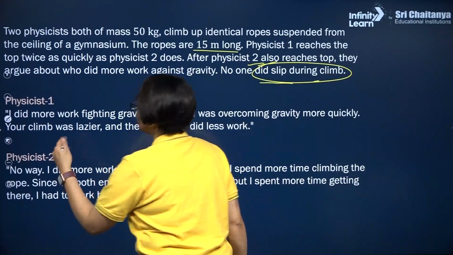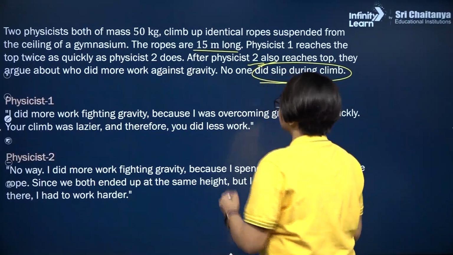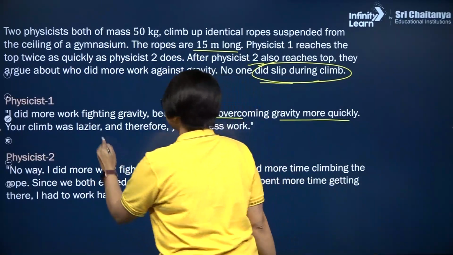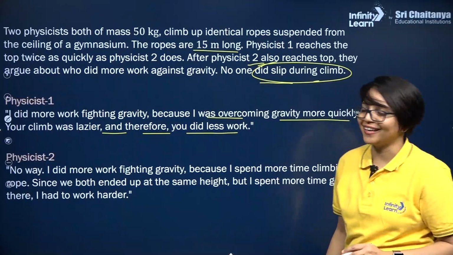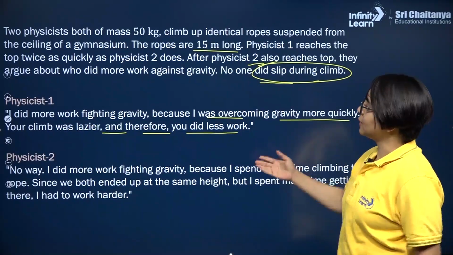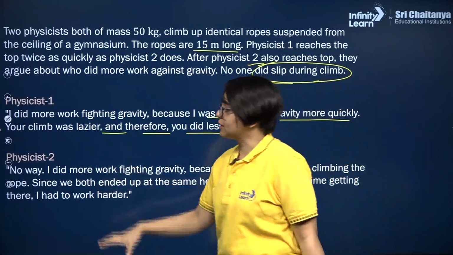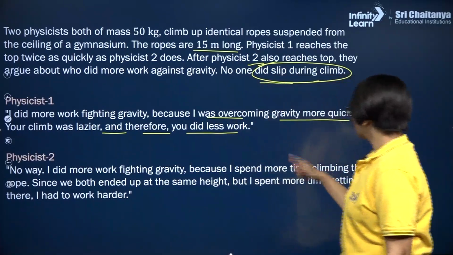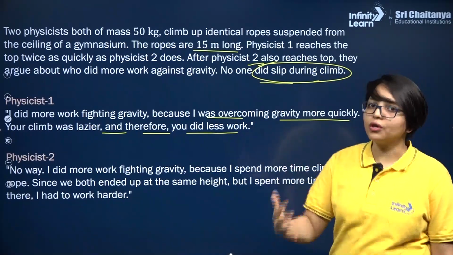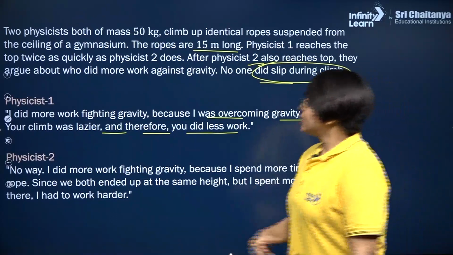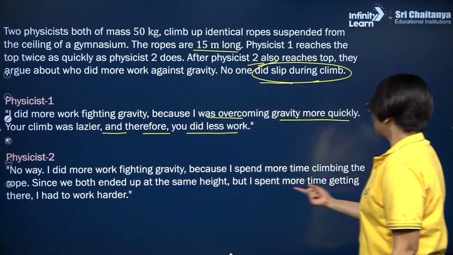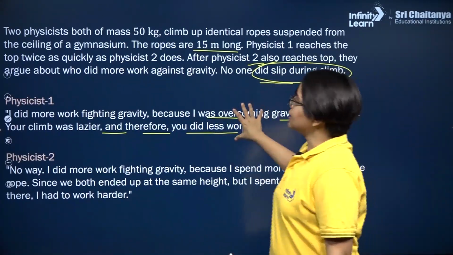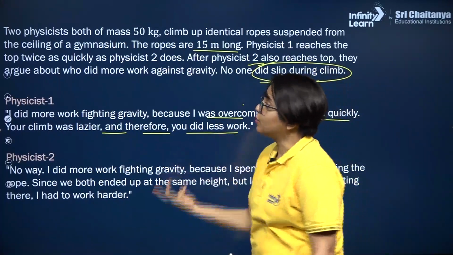Physicist 1 says that I did more work fighting gravity because I was overcoming gravity more quickly. Your climb was lazier and therefore you did less work, right? This was the argument presented by physicist 1. Now physicist 2 says no way, I did more work fighting gravity because I spent more time climbing the rope. Since we both ended up at the same height but I spent more time getting there, I had to work harder, right? So physicist 1 says I did more work, physicist 2 says I did more work.